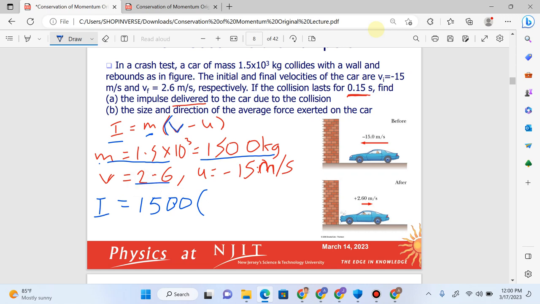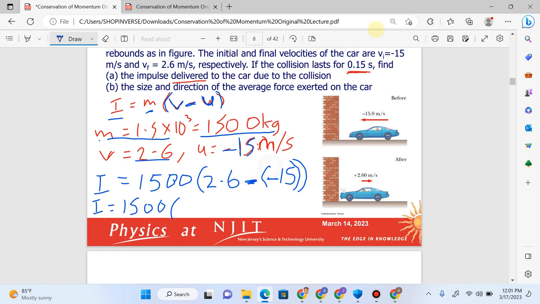What's our V? V is 2.6 meters per second. So we have 2.6 minus U. What's our U? Our U is minus 15, so we put minus 15 here, then close the bracket. In order for this statement to look mathematically acceptable, we can wrap this minus 15 in a bracket. So now we have that our impulse equals 1,500, open bracket. Now let's multiply.